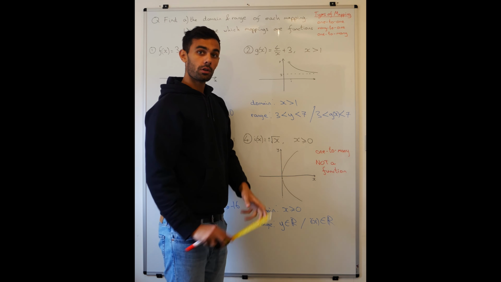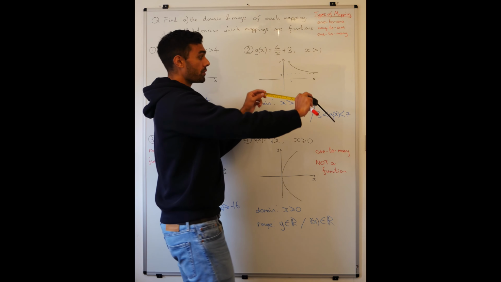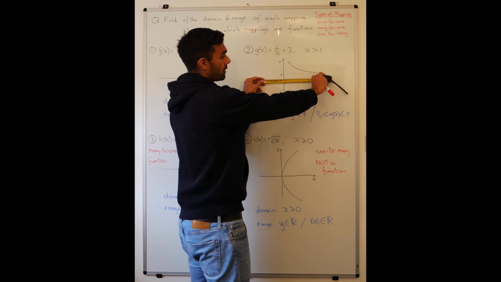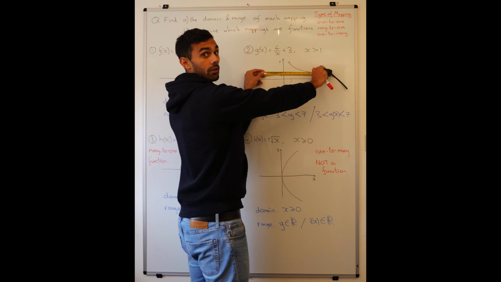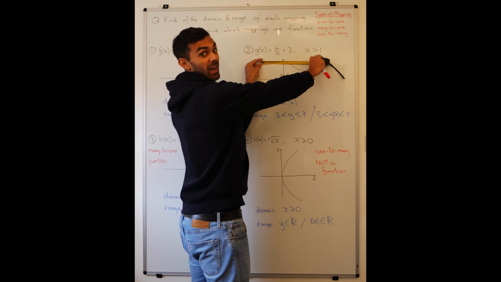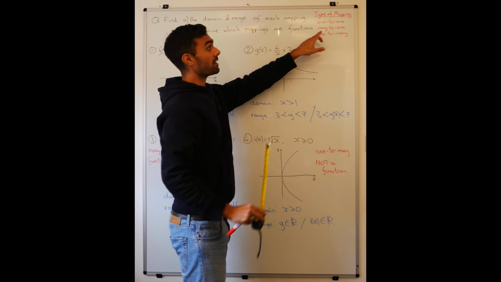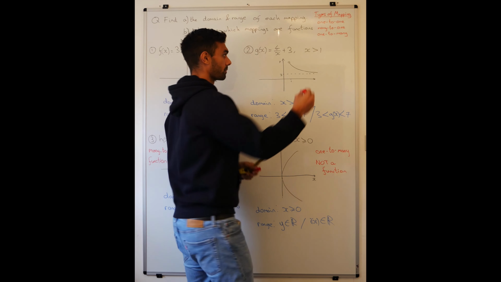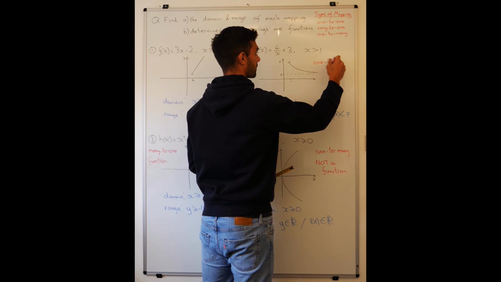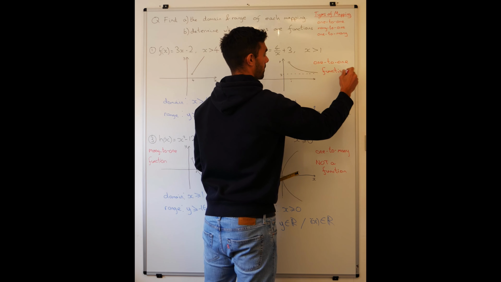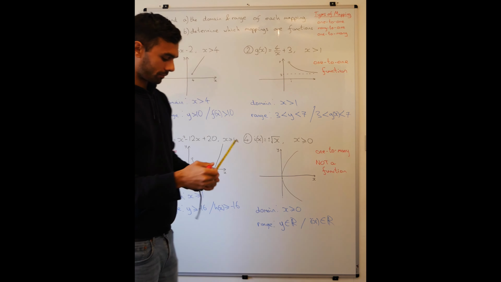Not sure. So I'm going to take my ruler, hold it horizontally and sweep up the curve. And I'm looking for anywhere where it crosses twice. So it's crossing once there, and once each time after. It only ever crosses once. It's not many-to-one either. Therefore, it's a one-to-one function. And it is a function.